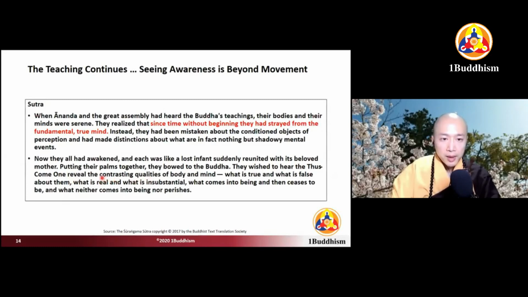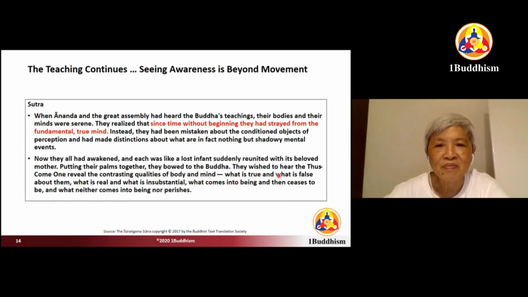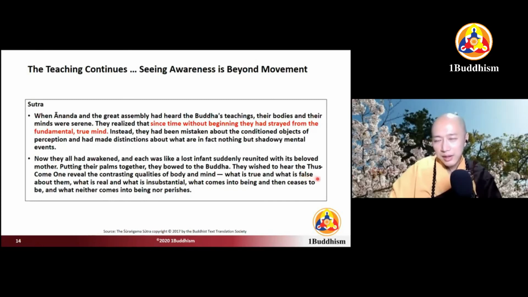So the second point is that they wished to hear the Tathagata reveal the contrasting qualities of the body and mind. Okay, this is a keyword here. The mind here refers to the true mind. Is the physical body true, or vice versa? Which one is real and which is insubstantial? The mind refers to the seeing awareness, the true mind, which is beyond movement, beyond all influences, beyond all conditions. So is the body real or is the true mind real? True mind. The true mind is true. Then which is false? The physical body, yes, and also the outside world, the environment.